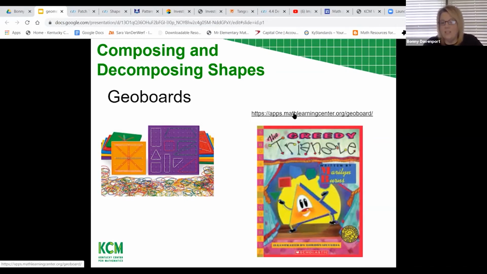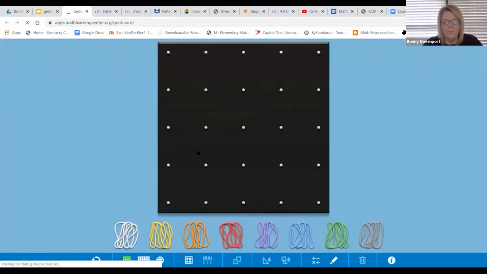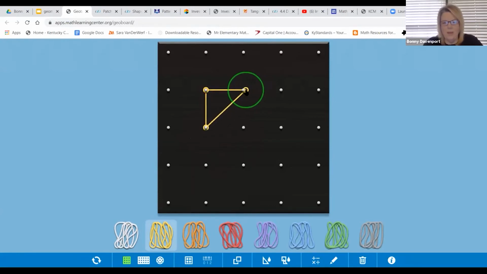The Math Learning Center has a great Geo Board, and you just pull the rubber bands just like you would on a real Geo Board, and you can make all different kinds of shapes. So there's my square, and if I wanted to think about, well, what shapes make up a square? Well, there I can see that it's 2 triangles that can make up a square, and I can look at different shapes within that Geo Board.